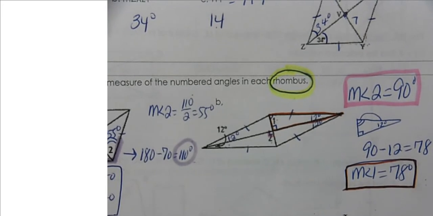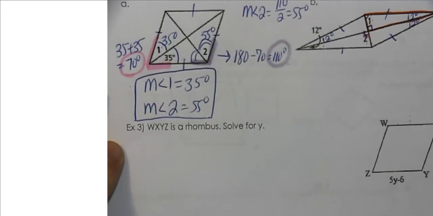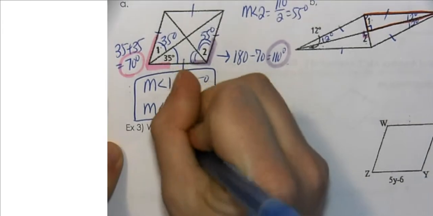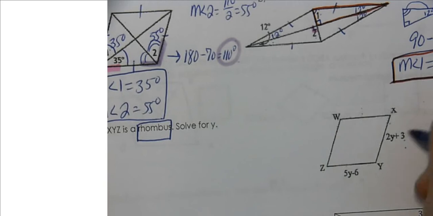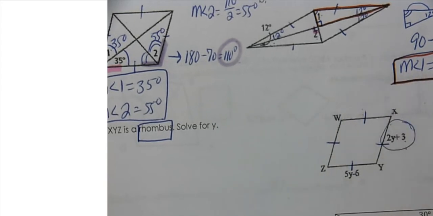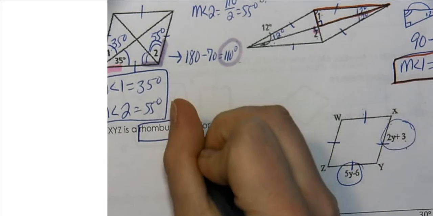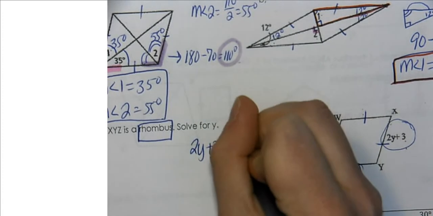All right, let's go ahead and look at example number 3. In example number 3, they're telling us that WXYZ is a rhombus. Solve for y. So in this problem, we know that all of the sides are congruent. And if we know that one side is 2y plus 3 and the other side is 5y minus 6, we're going to set 2y plus 3 equal to 5y minus 6.